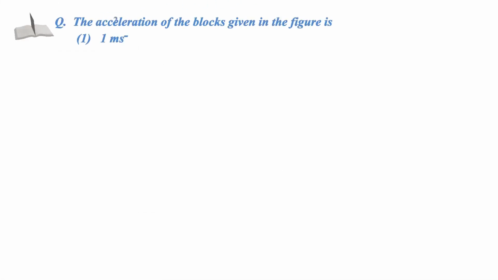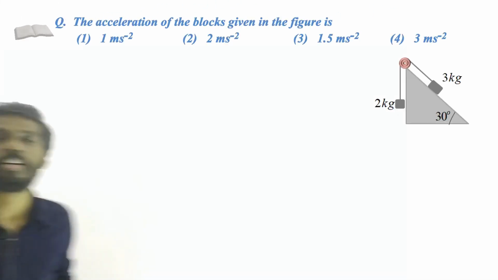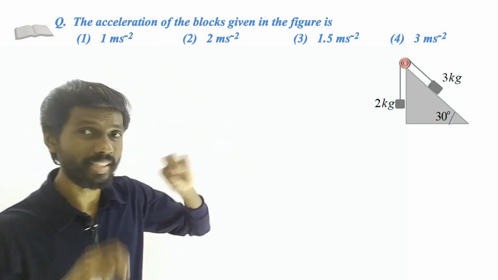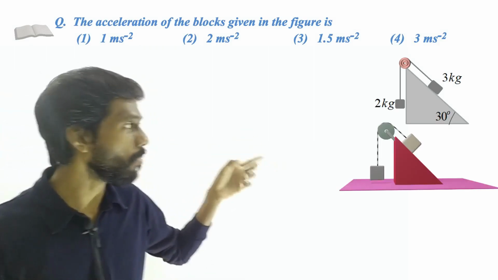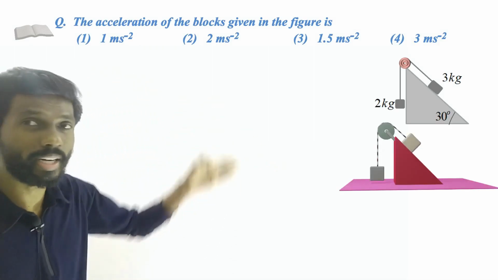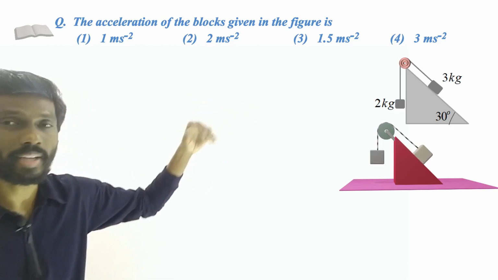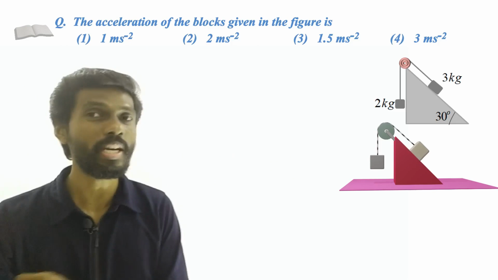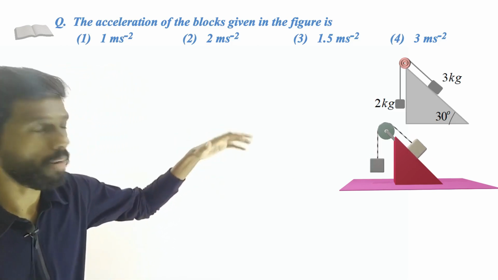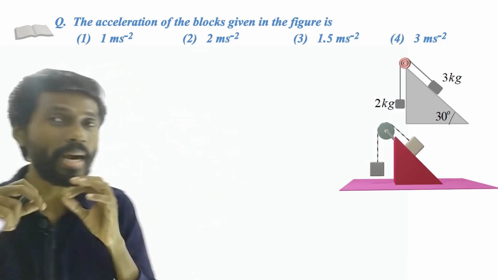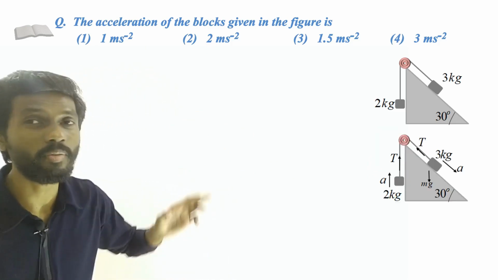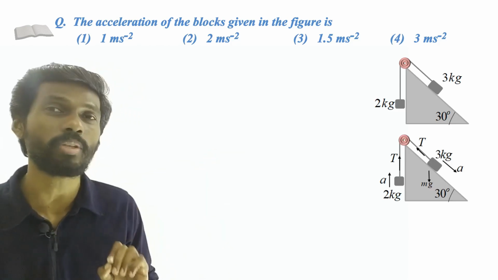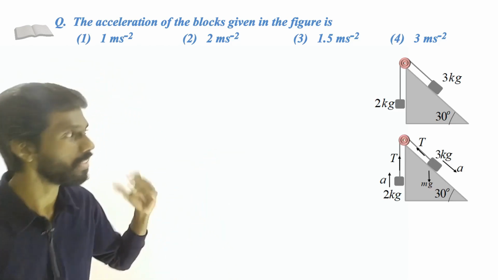The acceleration of the blocks given in the figure is... Here also we have two blocks connected by a string, but the string is going over a pulley which is attached to a wedge. So one of the blocks is moving in the upward or downward direction, the vertical direction, but the other block can only move along the inclined plane. So almost the same idea that we used in the last question, but the motion of the 3 kilogram block is along the inclined plane, while the gravitational force is acting in the vertically downward direction. So we have to take its component in the direction of its motion. So that is the only difference. Otherwise, it is similar to the last question.